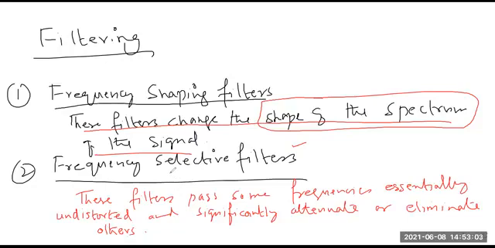So with this definition of these two filters, let's look at the examples of LTI systems जिनको हम as a filter use कर सकते हैं, और we will also talk about कि frequency shaping filter को हम कहाँ use करते हैं और frequency selective filters को कहाँ use करते हैं. Let's talk about them in the next session.